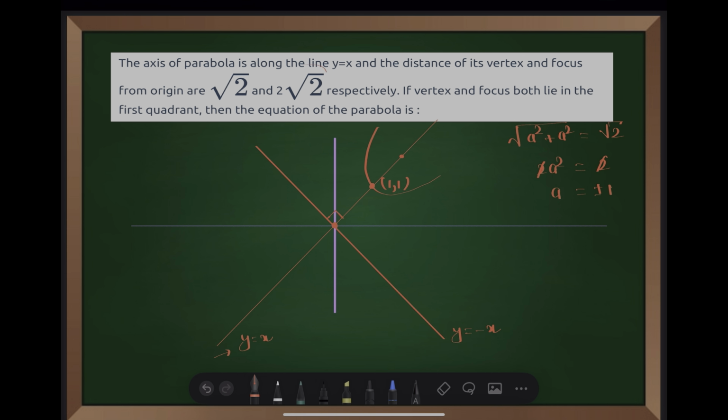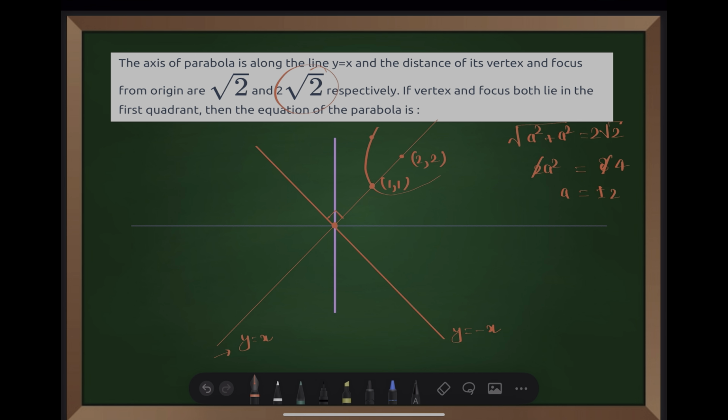Now the focus is at a distance of 2 root 2. So can I go with 2 here? Same concept, okay? If you open this bracket, you will have 2a squared is equal to 8, okay? So a will be plus minus 2, so it will become 2 comma 2, okay? So you got your focus. Now you got your directrix. We have to write down the equation of the parabola.